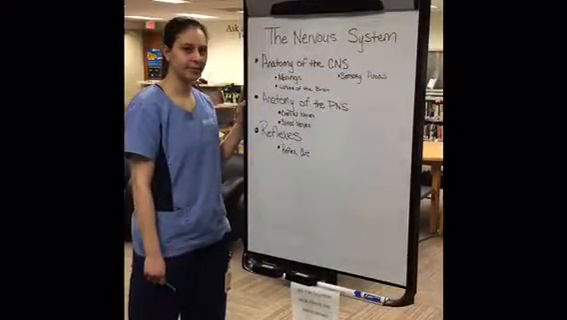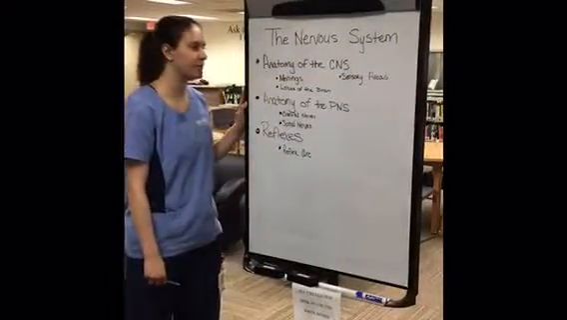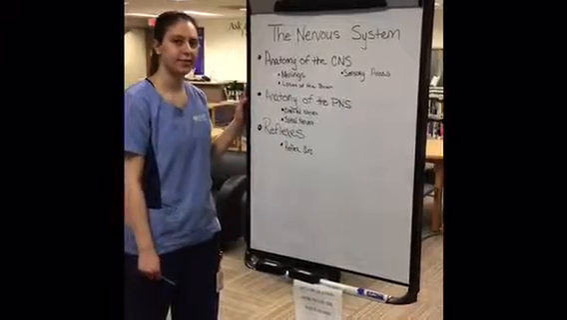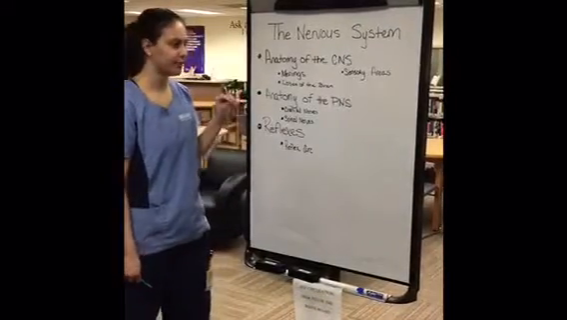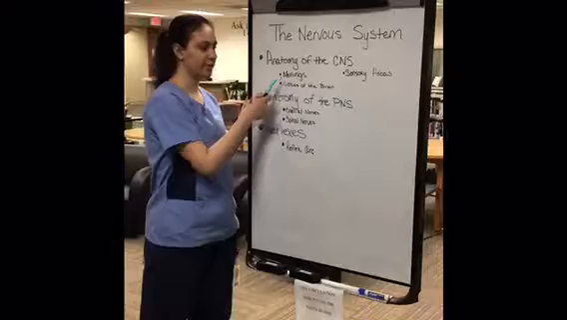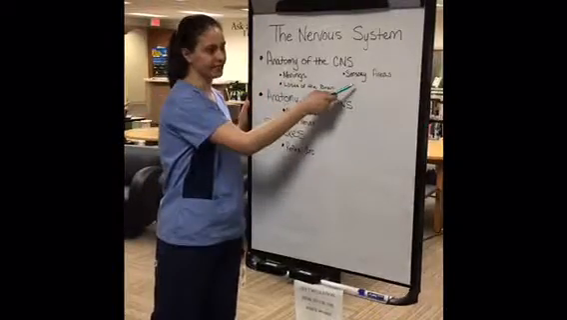We're going to break it down into 3 separate parts. The first part we're going to go over is the anatomy of the CNS. From there, we're going to break it down into 3 other parts, starting with the meninges, going to the lobes of the brain, and then finally the sensory areas.